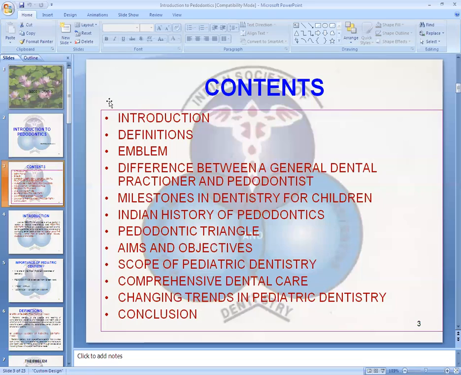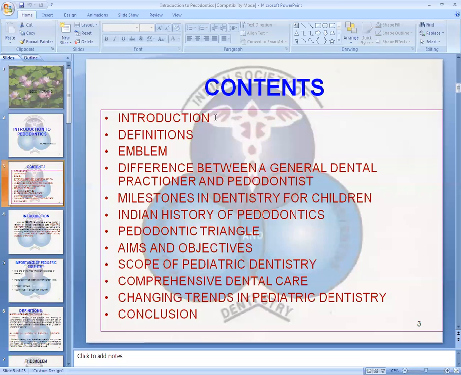So whenever a long answer question comes on introduction, aims, objectives, and scope of pediatric dentistry, this is a long answer question which is asked. So you have to write this content first, what you are going to present in your answer. The long answer question is a big one, it has like 15 marks. So first you have to write the contents of your answer. You can take the screenshot also, and then you elaborate one point at a time.